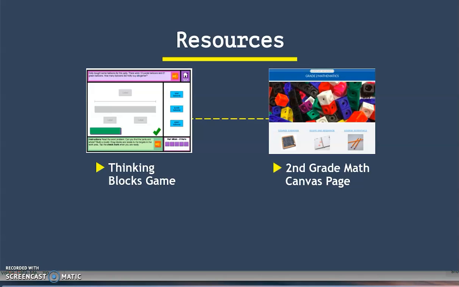The last resource is the Howard County second grade math Canvas page. This page has tons and tons of different both online and paper resources for teachers, as well as strategies for how to teach different content.